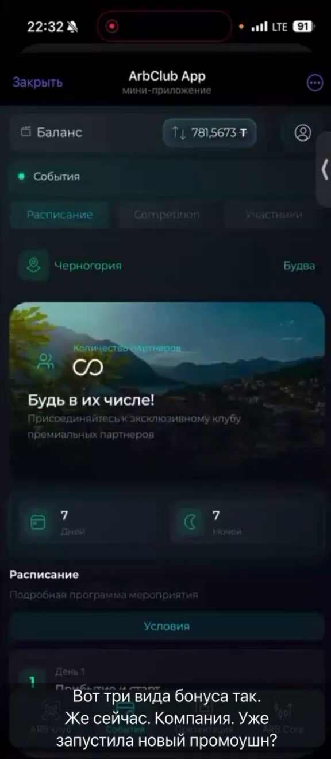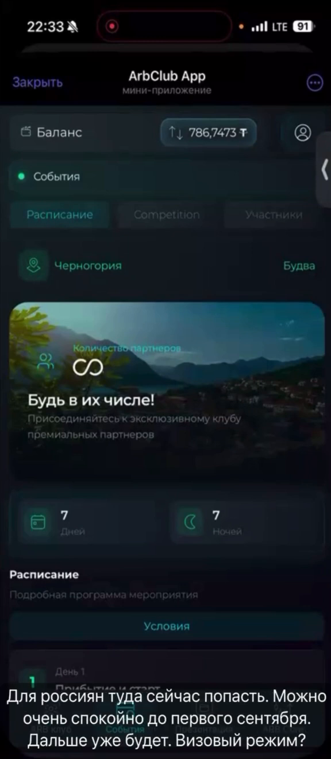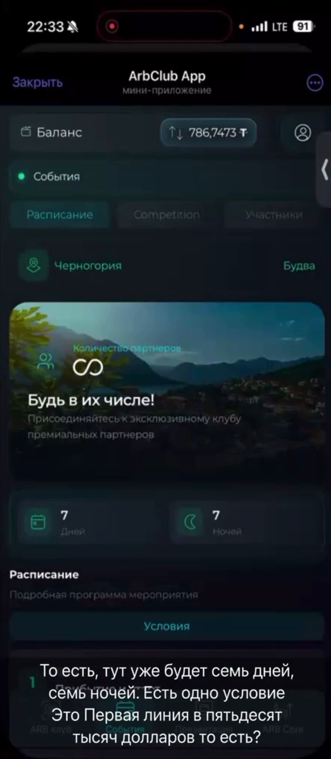The company has also now launched a new promotion. This is the next event, which will be on June 22nd in Montenegro. For Russians, you can now get there very easily until September 1st. Next there will be a visa regime. That is, there will already be 7 days and 7 nights. There is one condition. This is the first line of $50,000.